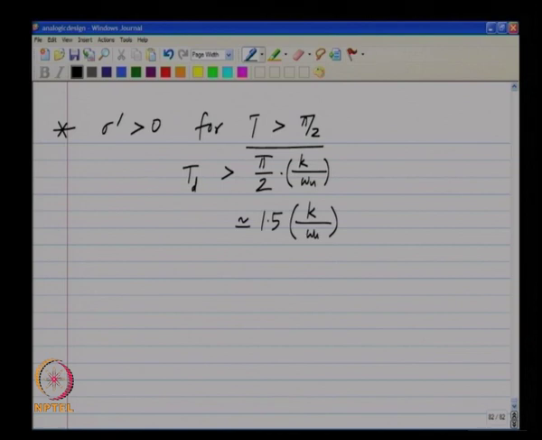If you have a delay that is 1.5 times the time constant, the system will be unstable. Okay. So, you have to keep the delay to be much smaller than 1.5 k by omega u. Okay.